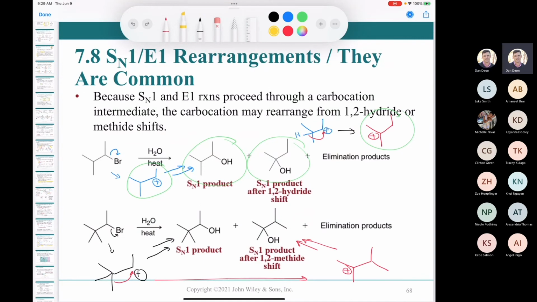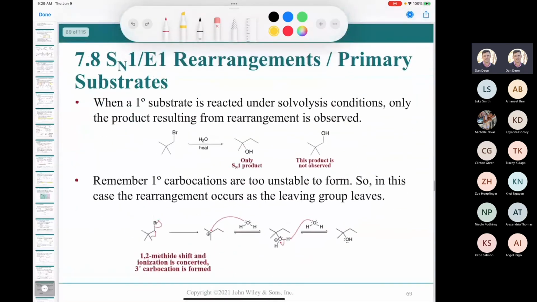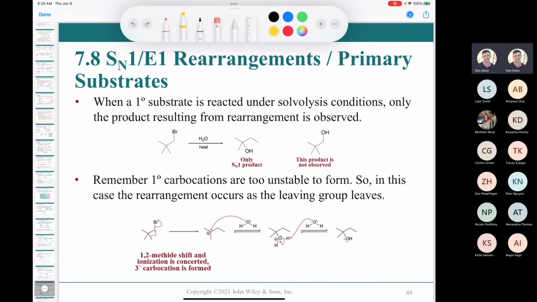And you might be thinking, well, jeepers, if you can end up with so many different things, how is this even synthetically useful? I thought you were always trying to take a molecule and get one product, try to limit the side products. Well, we do have to study SN1 and E1 reactions because there are synthetic utilities for these types of reactions. We'll look at them even more today. So when a primary substrate is reacted under solvolysis conditions, only the product resulting from the rearrangement is observed. Check this out. This is a really interesting kind of, I wouldn't call it an exception because it's not an exception. I would just say SN1 of a primary substrate, right?